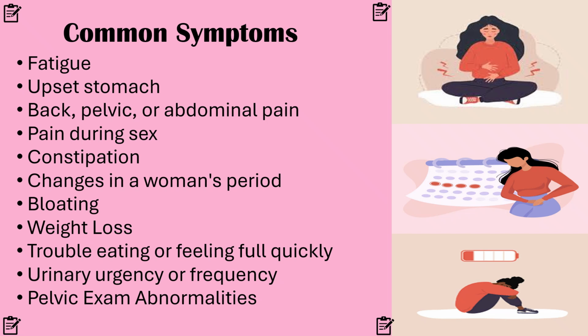If ovarian cancer is detected early, the 5-year survival rate is 90%. However, it typically is not diagnosed until stages 3 or 4, in which the 5-year survival rate is less than 30%, which is why it's so important to listen to your body and, if you have any of these symptoms, to go check it out.